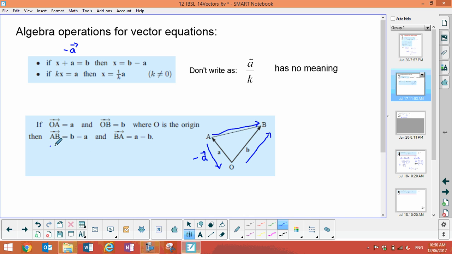So that's that one. If we wanted to do going from B to A, so that means we want to go that direction, then that would be the same as starting with the opposite of B. So we want to go minus B, and then add A. So we want to go minus B plus A, which is the same as A minus B. And we've just swapped the order.